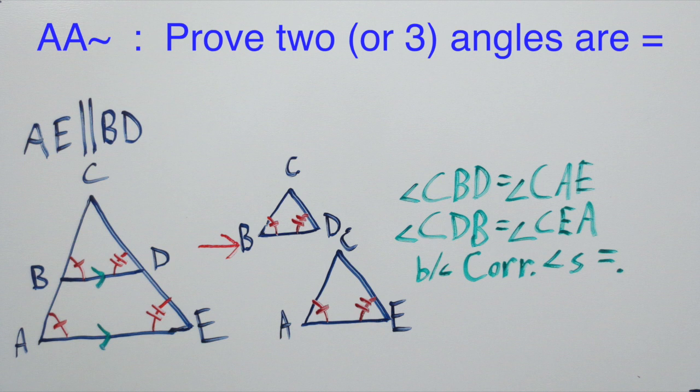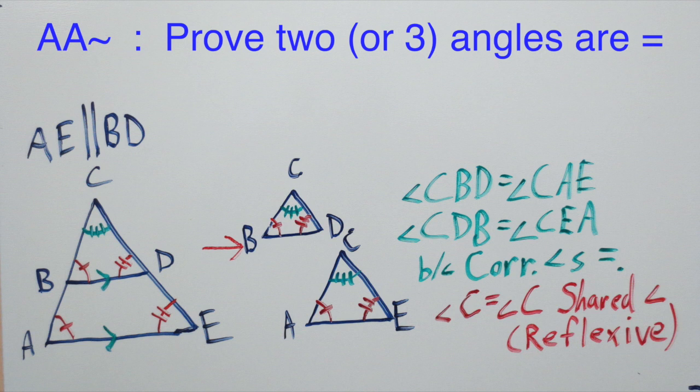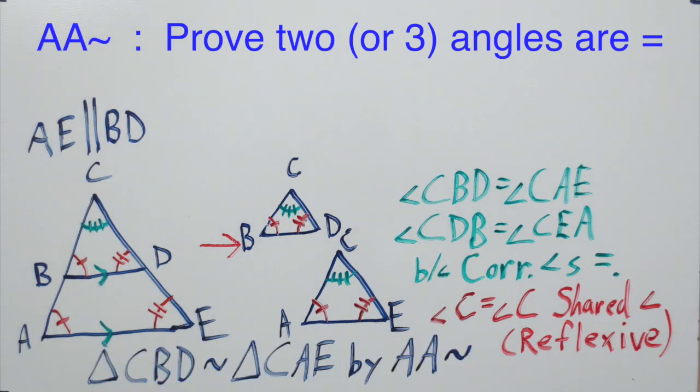What about that third angle? Do you notice something about that? In both triangles, the third angle is the same angle. So clearly, angle C is the same thing as angle C. And what we call that is a shared angle, and you can also call that, the official term is reflexive property. So let's go ahead and write that. And then our last step is to go ahead and write out the triangles. I'm going to choose triangle CBD is similar to triangle CAE by angle-angle similarity.